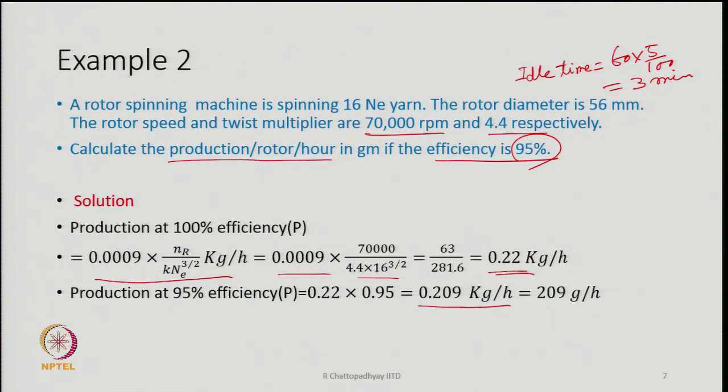If we want gram per hour, we multiply it by 1000. It will be 209 gram per hour. This will be approximately, these are the figures. The figures might change a little depending upon how many decimal points you have considered in the calculations.